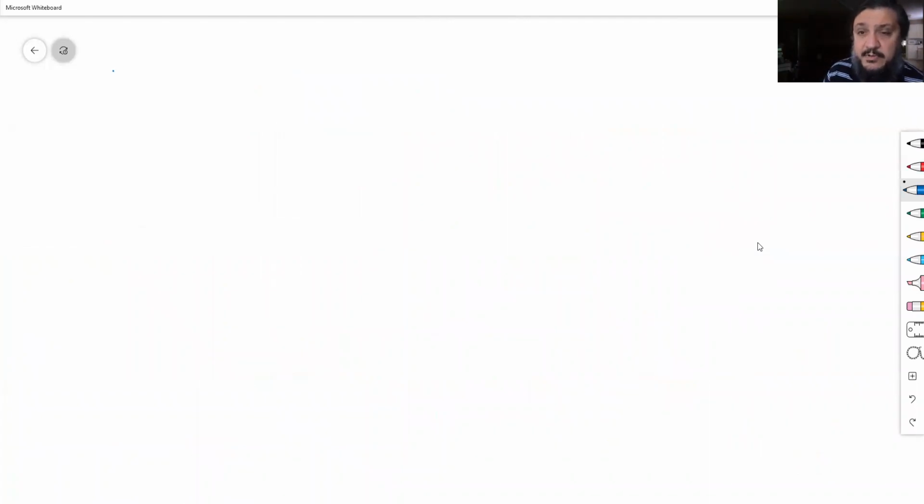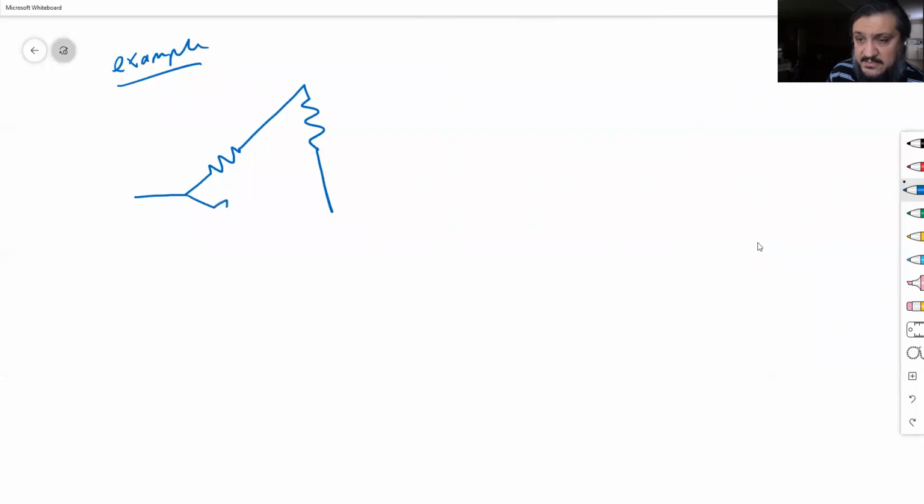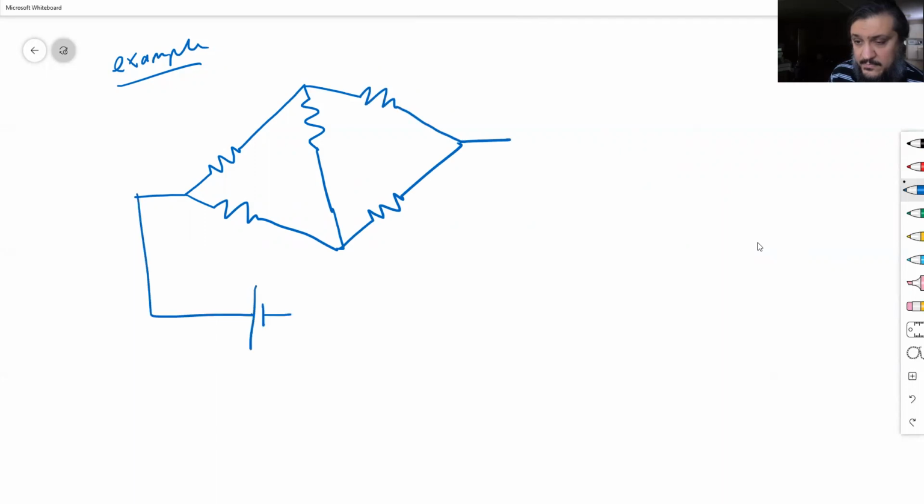Okay, example. What if you have something like this? How do you do this one? Now the difficulty is you can't find any pair here which are easily found to be parallel or series. Like if you take any pair, you may say, okay, what about these two?